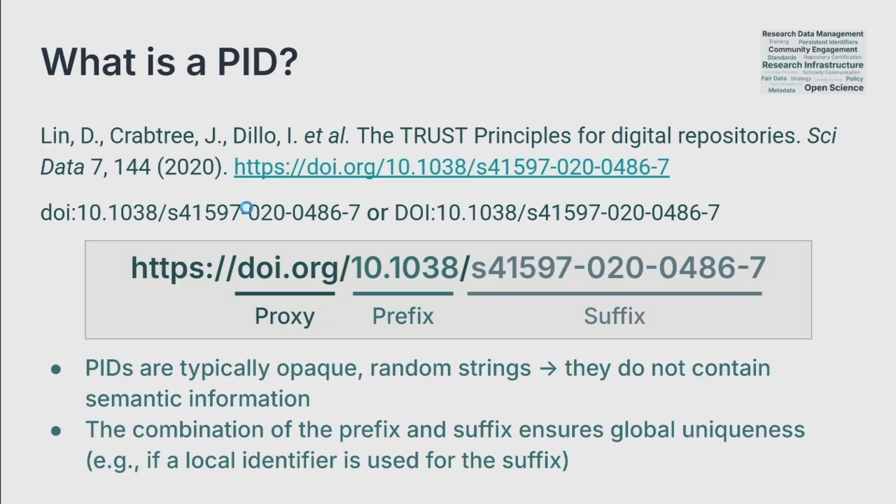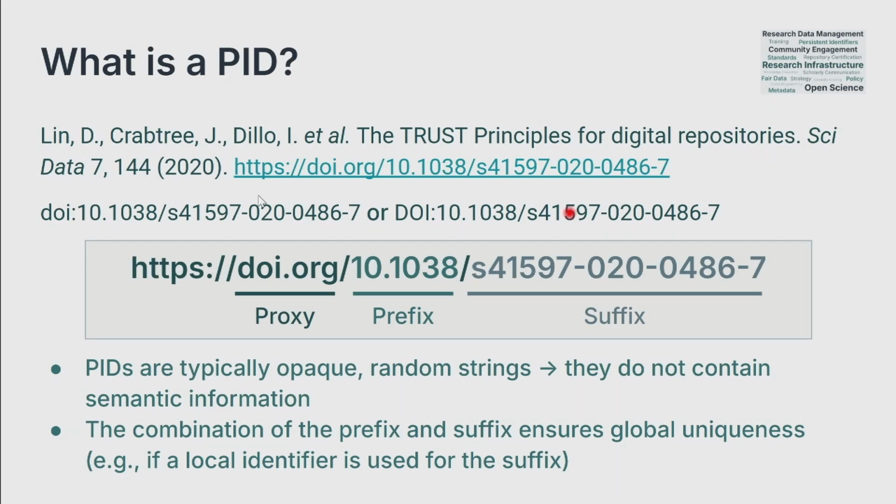And so what is this? Well, this is the DOI name. It's got several different parts. This is a typical example, but there can be some differences depending on the persistent identifier. What you'll normally have is a proxy, which is the resolver service. And depending on the PID, you'll have a prefix and a suffix. If it's in this form, then the prefix will definitely be a completely opaque, unique random string.